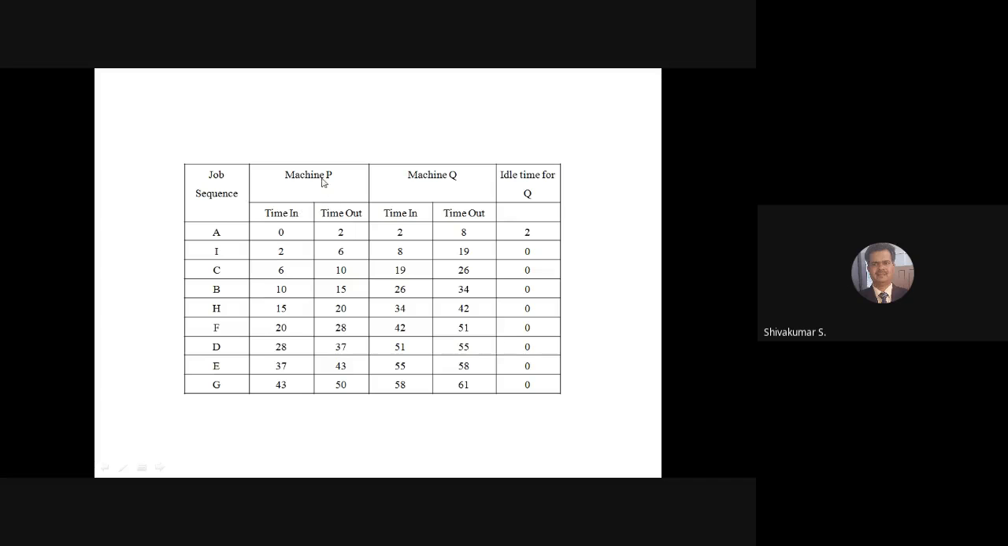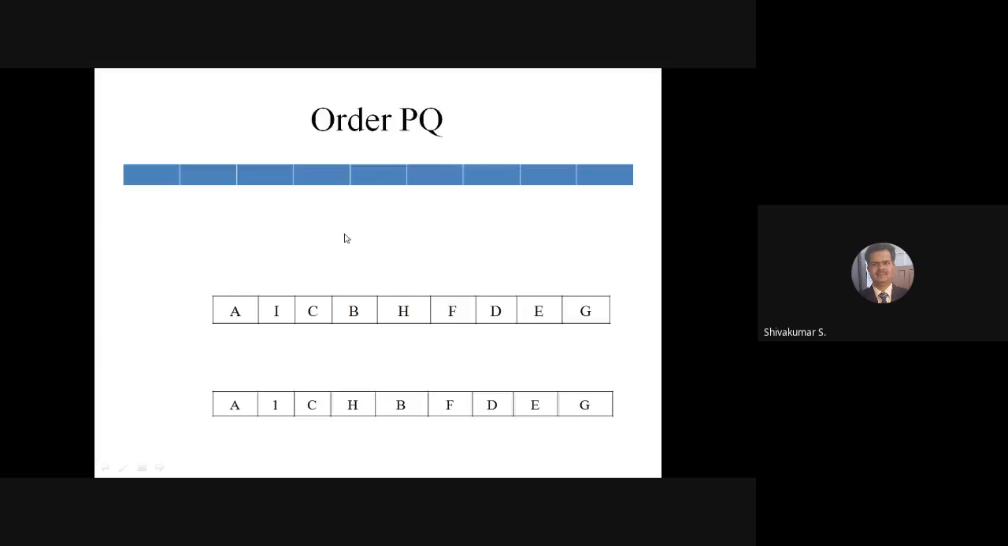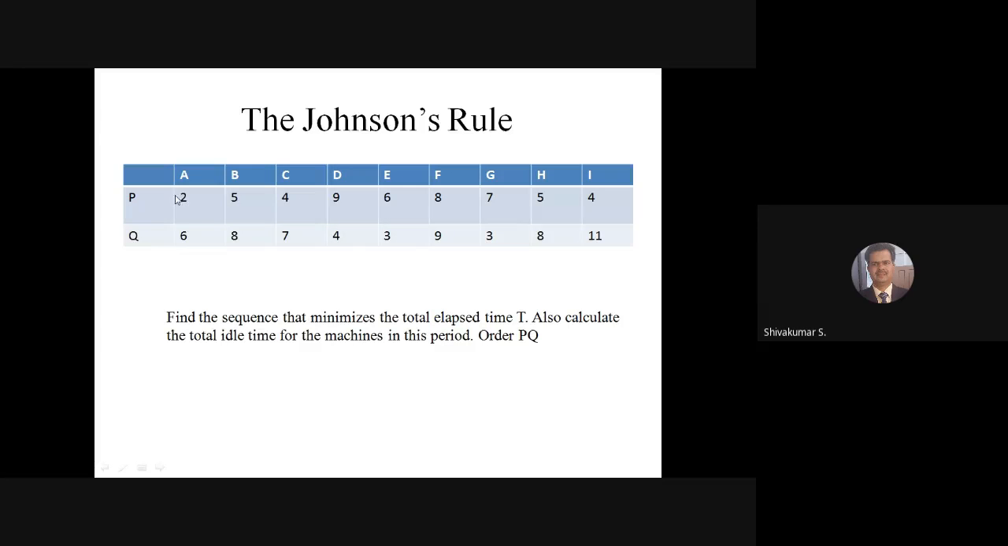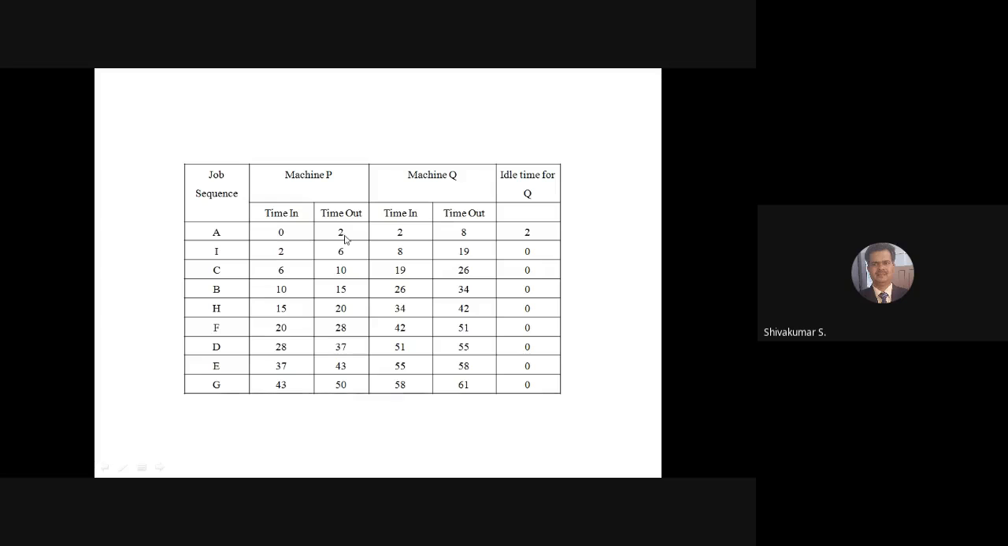Now you have machine P, machine Q. You have to find out the idle time for machine Q. So now you have the machine P, Q order. Okay, so see job A, time in means start processing on machine P with 0 time in. It takes 2 minutes of processing time. So time out is 2 minutes. Now machine Q. I'm talking about only job A now.